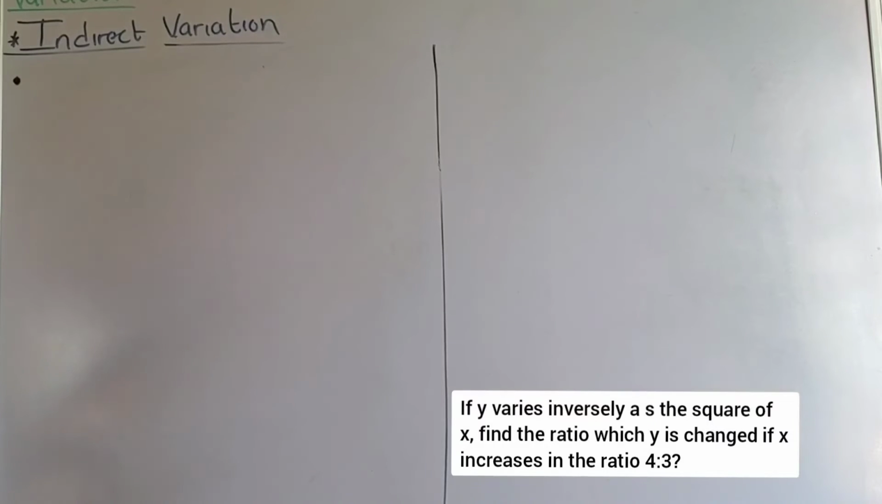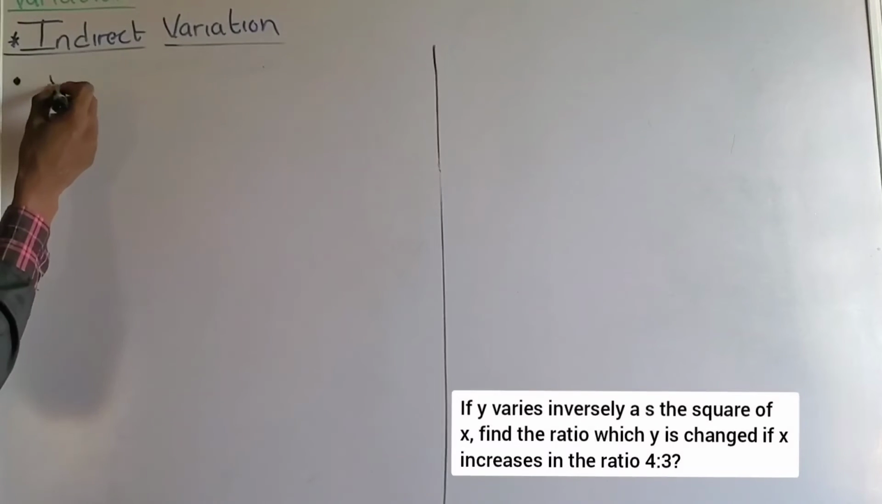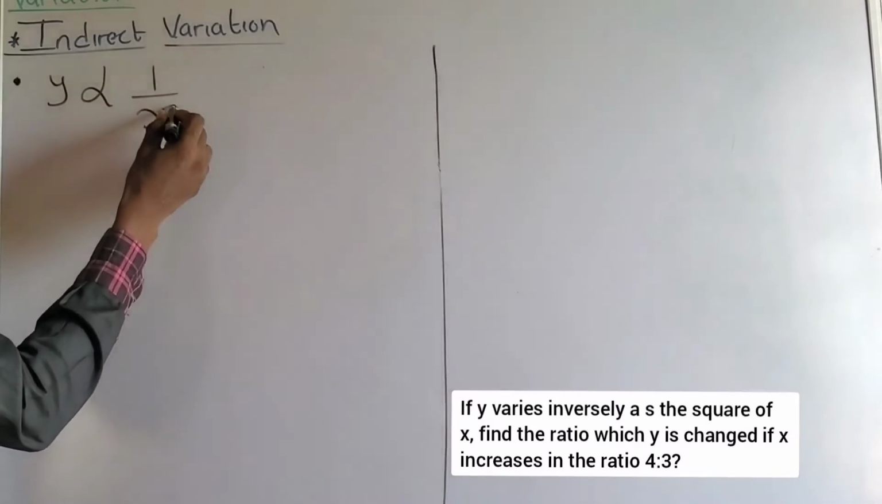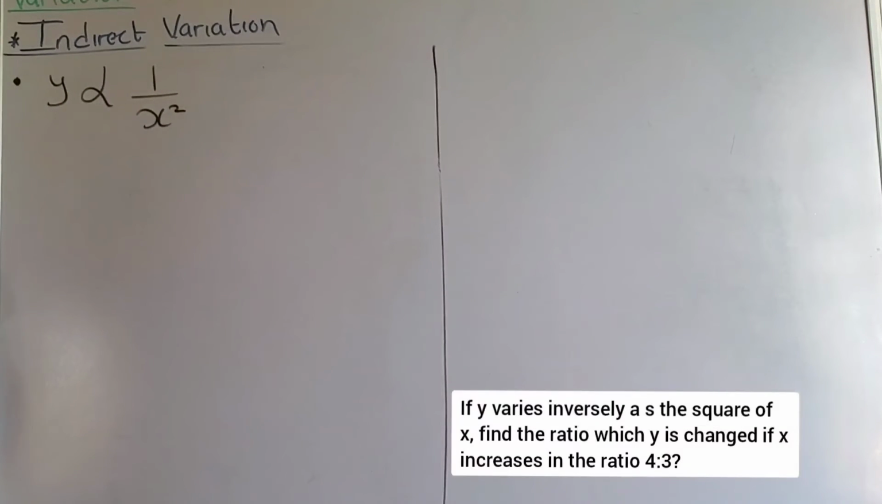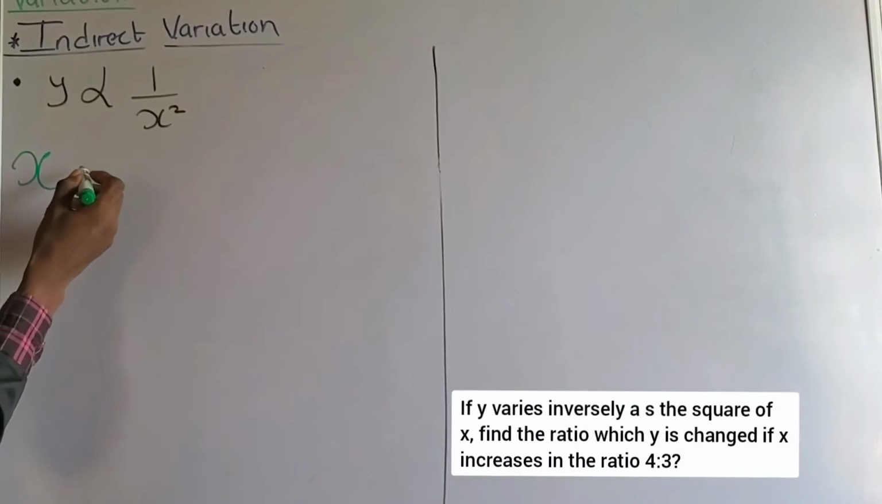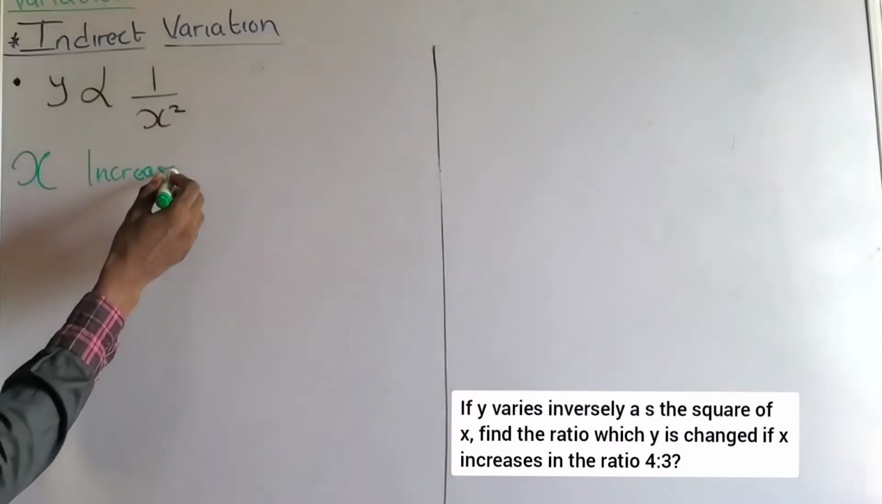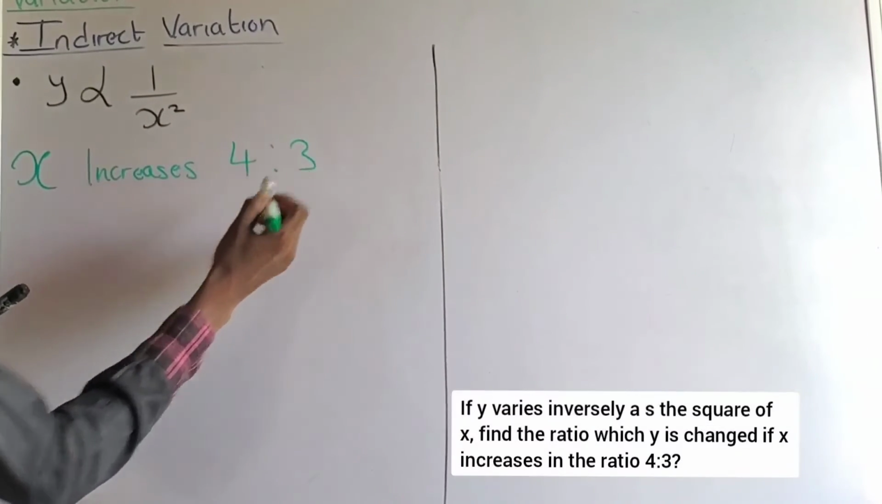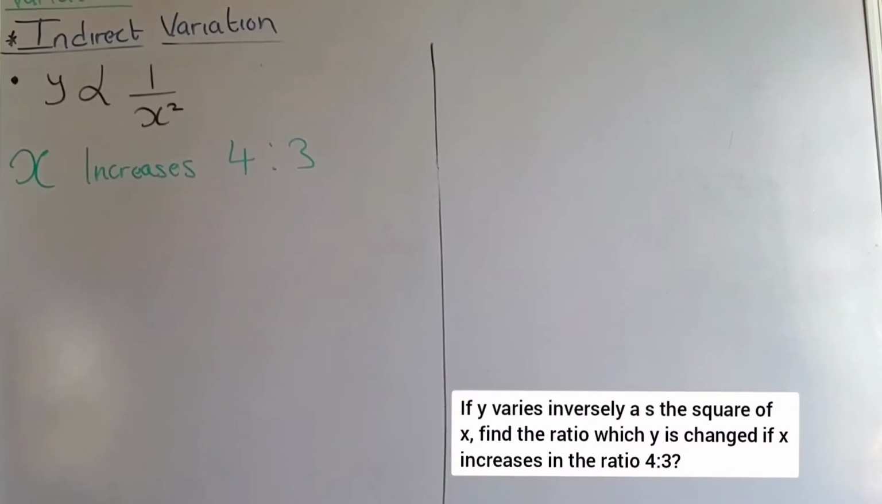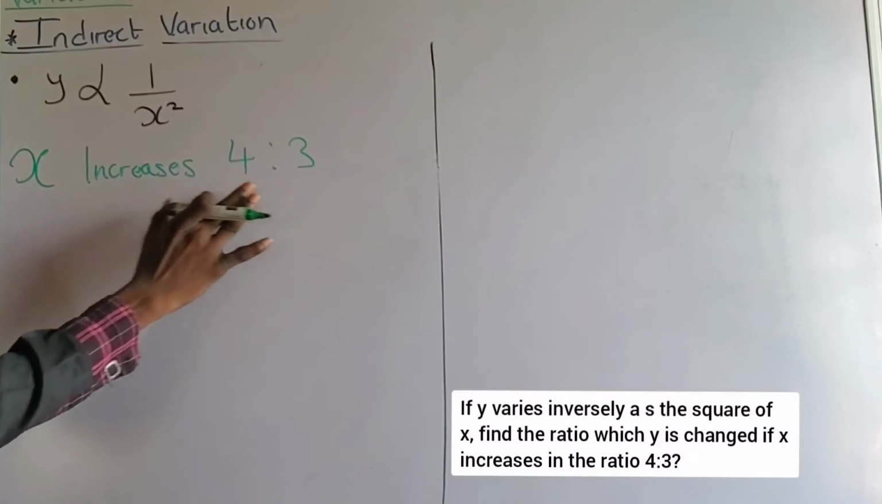If y varies inversely as the square of x, find the ratio at which y is changed if x increases in the ratio 4:3. Okay, now listen very carefully. We are given that y varies inversely as the square of x. We are asked to find the ratio at which y is changed if x increases in the ratio 4:3. Okay, now look at this question. How do we solve this question? We have x increasing in this ratio.